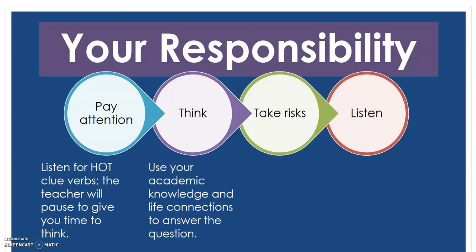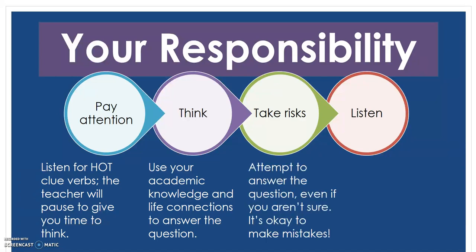When you're thinking about a question or a task that requires higher order skills, you're going to use your access to the lower order thinking skills and your academic knowledge. Think back to the connections that you've made in class before, the vocabulary that you've learned, things that you've read, understood, remembered, and use those lower order skills in order to think how you might answer that higher order question.